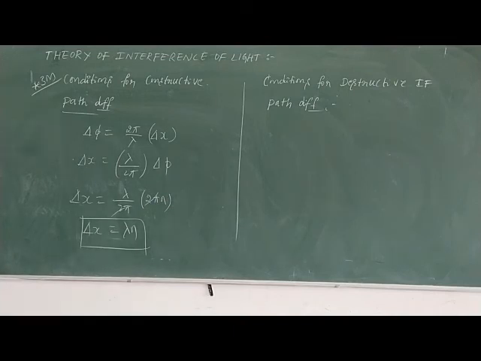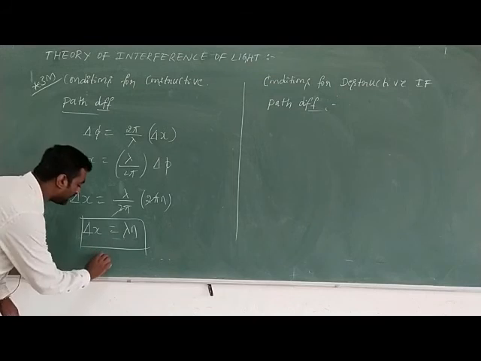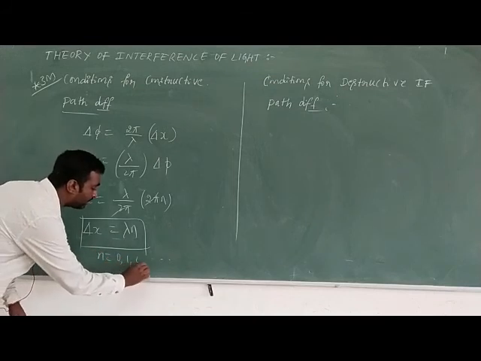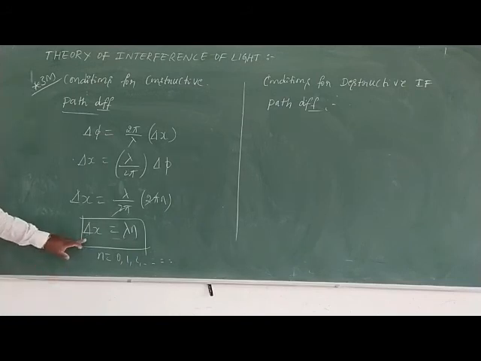This tells us that in the case of constructive interference, the path difference should be an integer multiple of λ. What are the n values? 0, 1, 2, 3 and so on. So an integer multiple of λ is the path difference in the case of constructive interference.